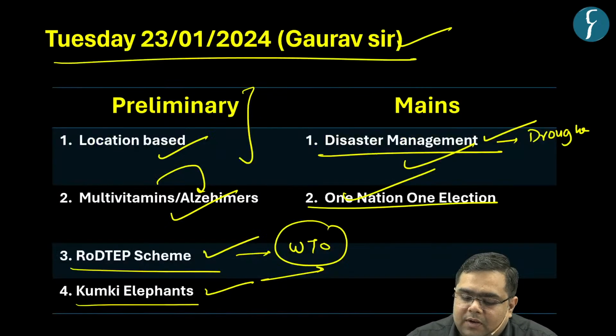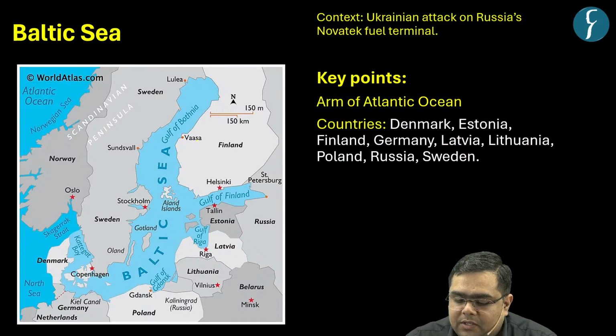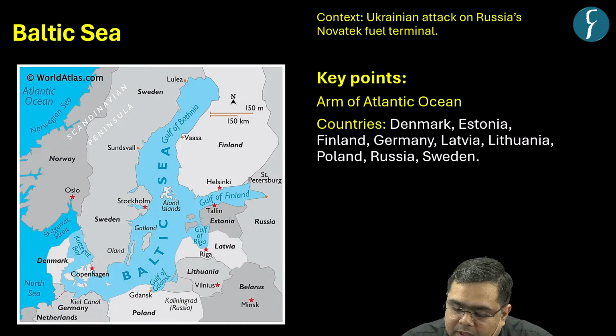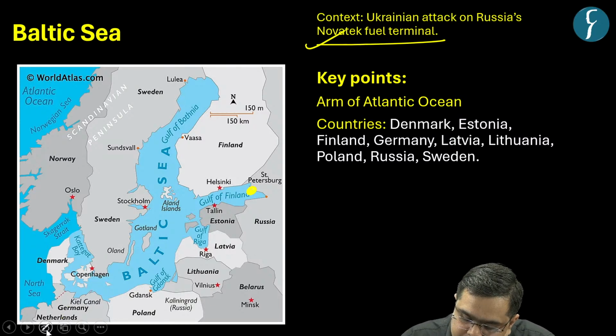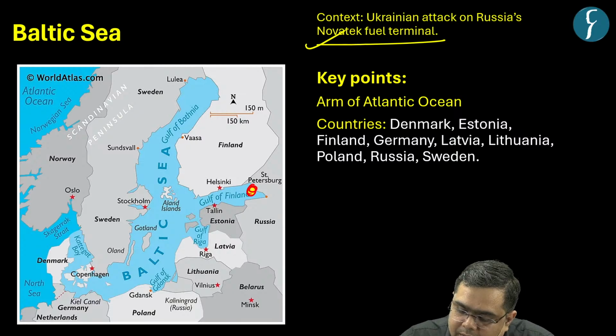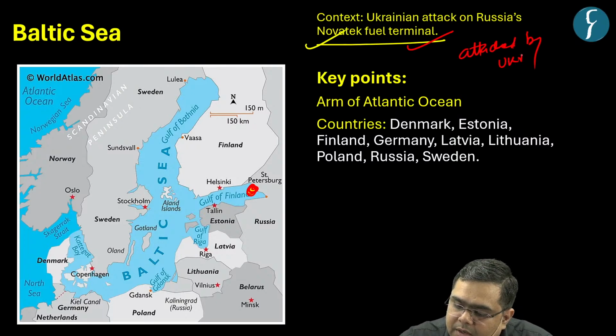Moving on, the first one was with respect to key locations. The issue at hand was the Baltic Sea, right? So let us again have a recap over the map locations of the Baltic Sea. What was the context of the news? There is a Russian fuel terminal by the name of Novatek, which was attacked by a Ukrainian drone.